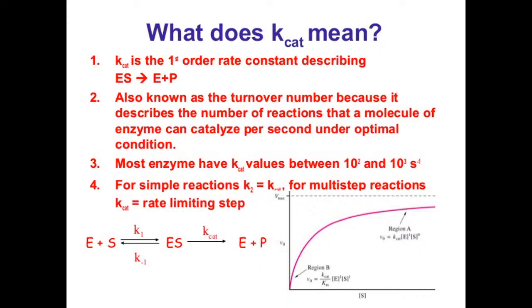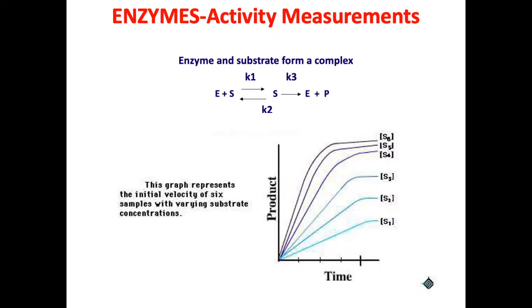Enzyme plus substrate give rise to the enzyme substrate complex, and then enzyme plus product. Enzyme and substrate form a complex. We can see a graph between product and time, where different substrates have different products at different values. So enzyme plus substrate give rise to the complex with k1. If it goes back, reversibly, it is k2. If the substrate goes further, then k3 gives enzyme plus product.